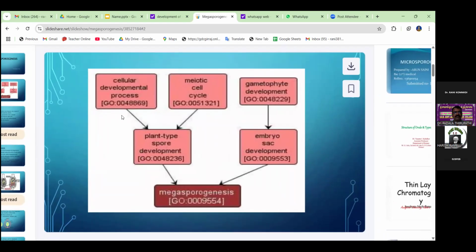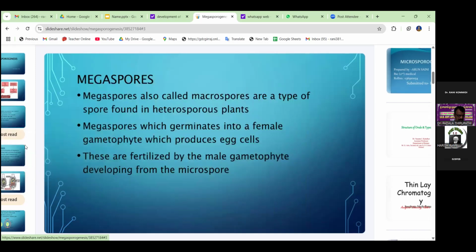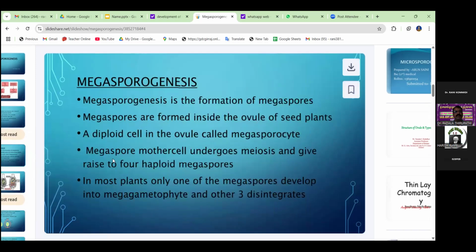Okay, cellular developmental process, meiotic cell cycle, gametophyte development. The gametophyte development is through the embryo sac development. So both plant-type spore development and embryo sac development are combined and give rise to megasporogenesis. So this is the complete process. Megasporogenesis is the formation of megaspores. They are formed inside the ovule of seed plants.